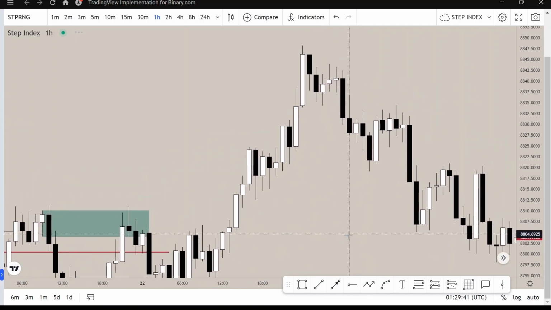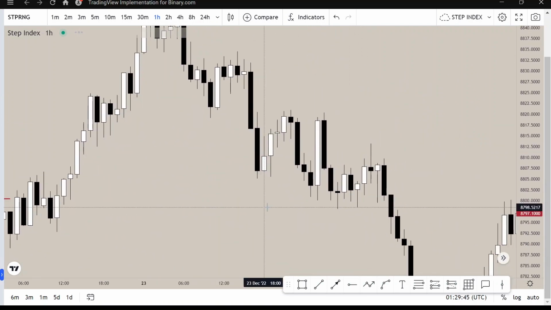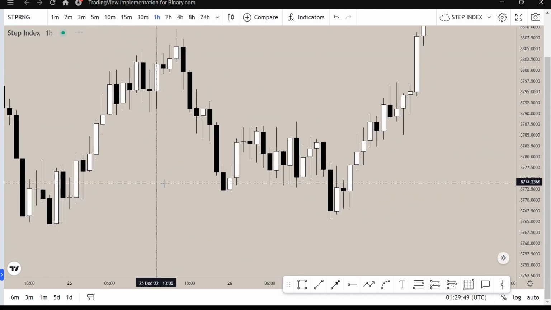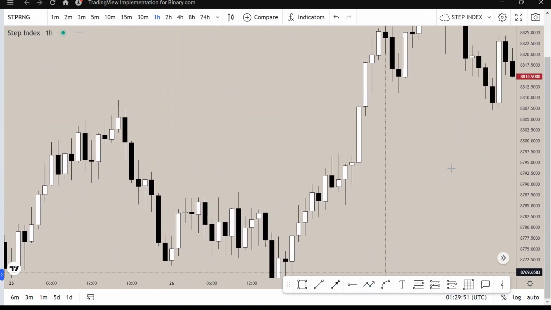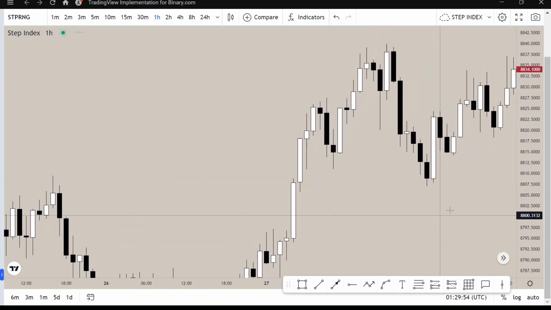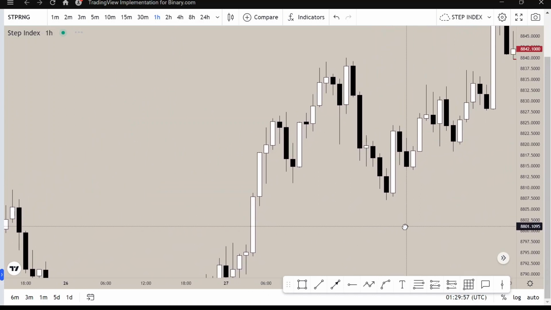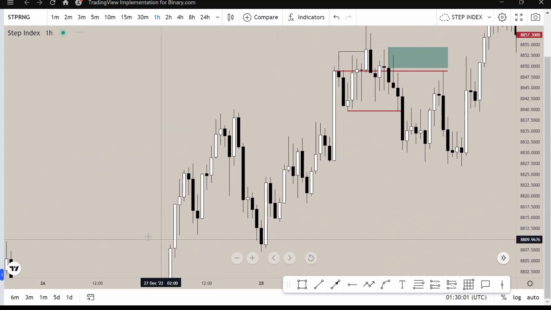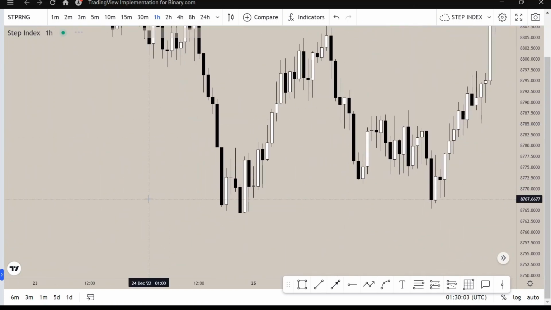Now there is one more way that you can use this QM pattern. All the examples that I showed you were examples that had a break of structure. Okay, but sometimes I take QM patterns even without a break of structure, and that is when, example here I want to show you.